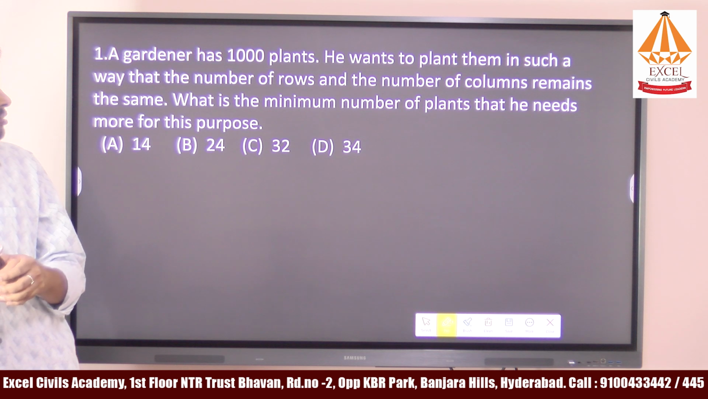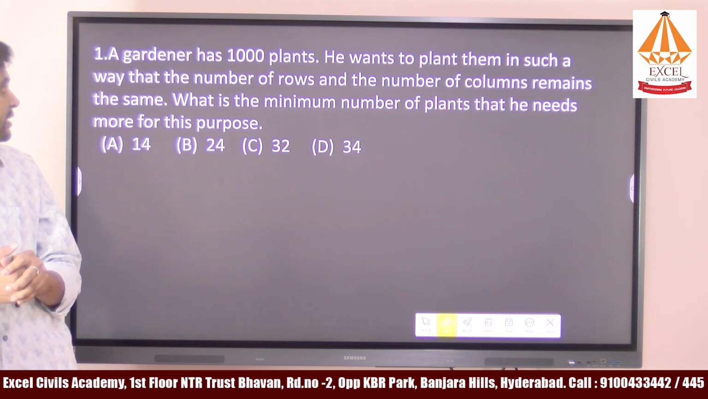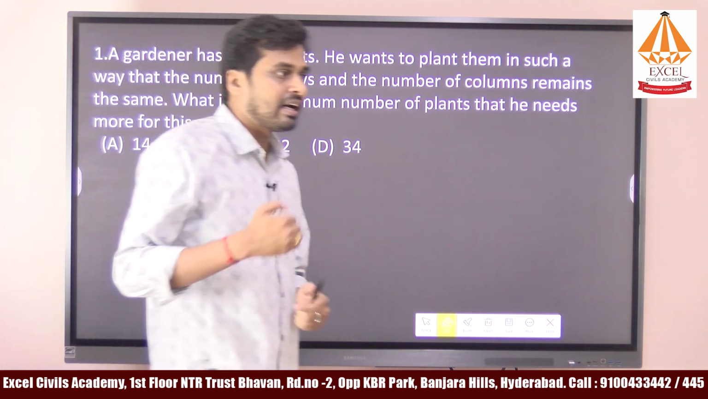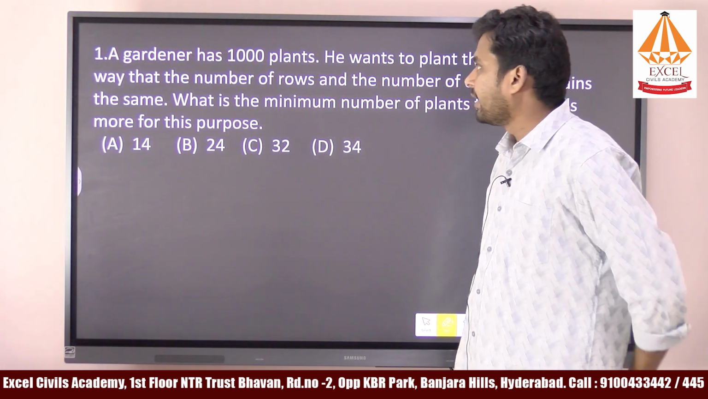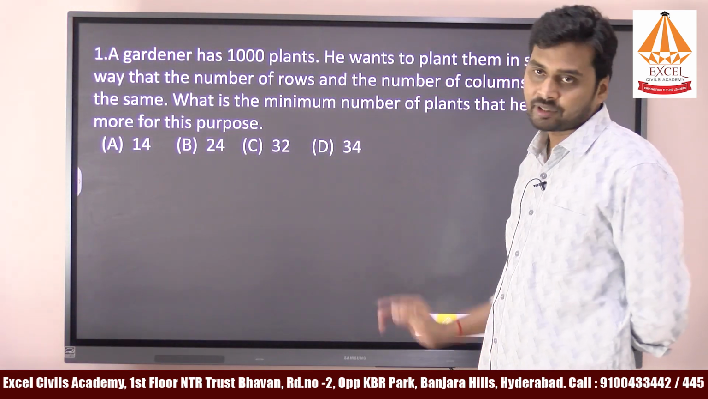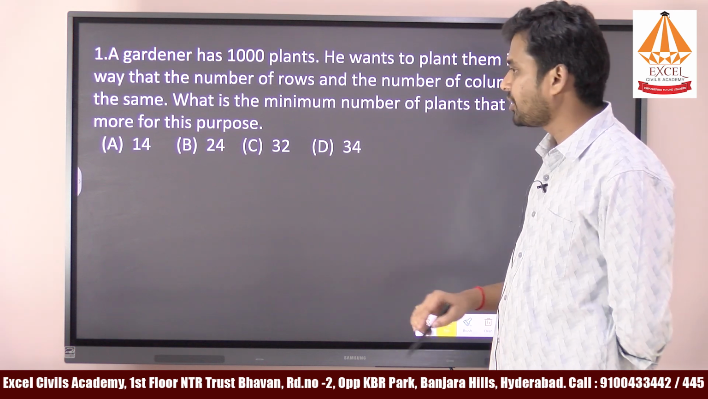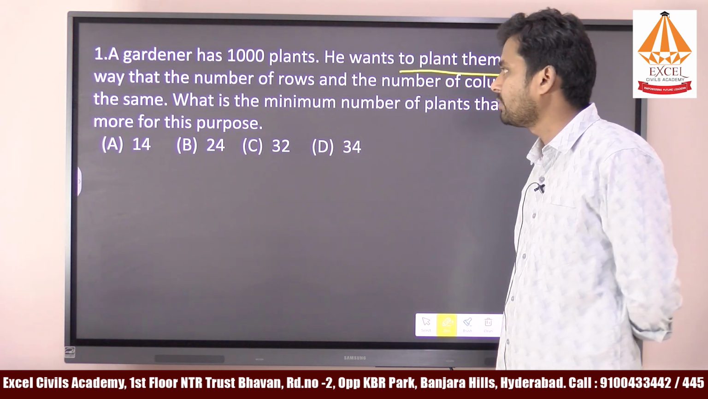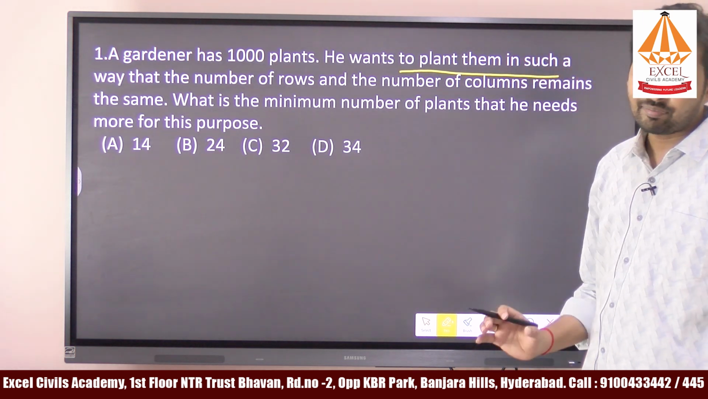A gardener has 1,000 plants. He wants to plant them in such a way that the number of rows and the number of columns remain the same. What is the minimum number of plants that he needs more for this purpose? First, let us understand the problem. It is given that a gardener has 1000 plants. And what is the condition given here? He wants to plant them in such a way that the number of rows and the number of columns remain the same. What does it mean?